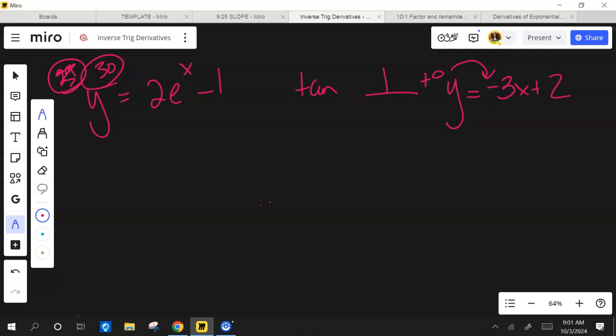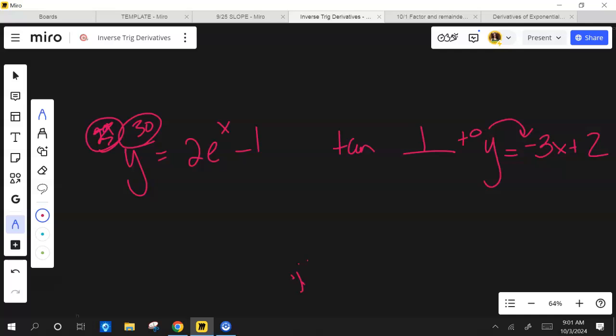At what point on the graph of y equals 2e to the x minus 1 is the tangent line perpendicular to the line y equals negative 3x plus 2? All right, so at what point on this is the tan line perpendicular to this?